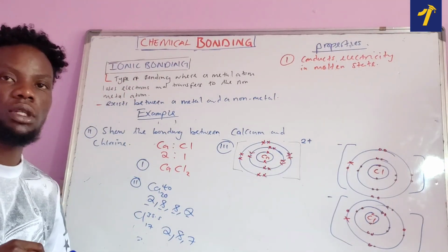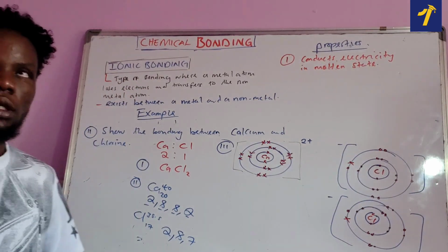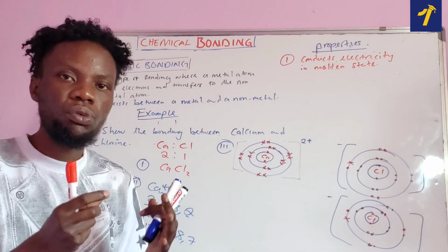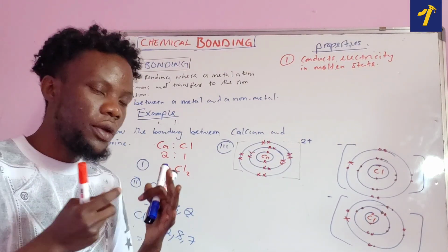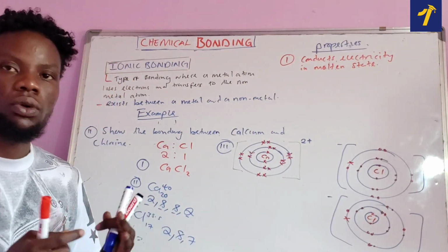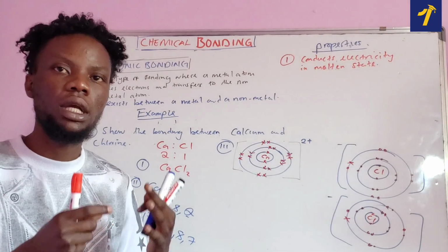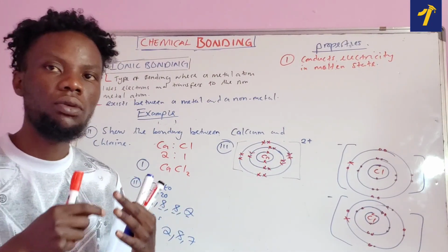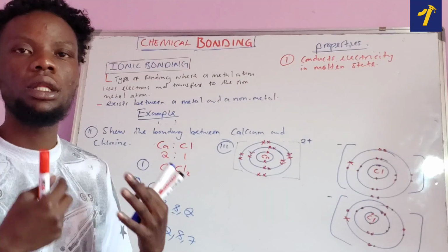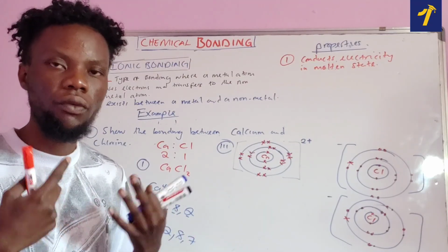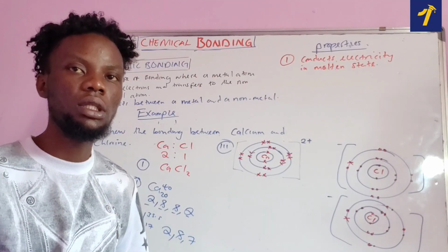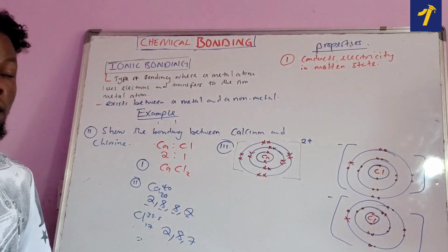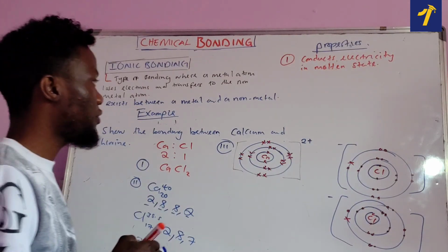What does it mean when you say molten? It means that it's something that is in liquid form. Okay, ionic compounds, they do not conduct electricity in solid state. They only conduct electricity in liquid form or in dissolved form. Okay, that's when they can only produce or conduct electricity. So that's the first property.